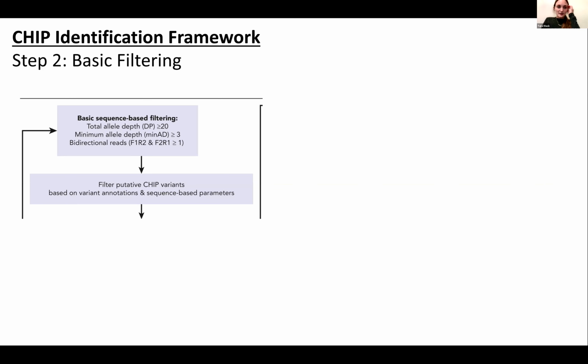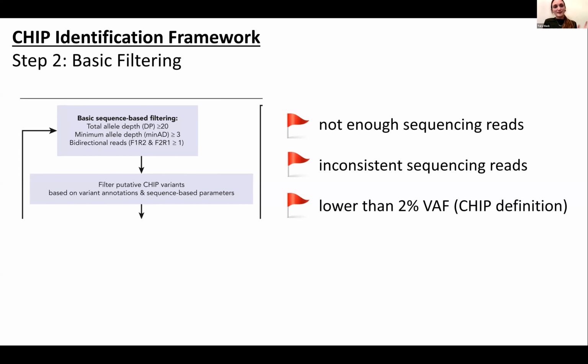And so I'm going to show you some red flags that would make me think this might not be a CHIP variant. If there aren't enough sequencing reads at that site, typically we use a threshold of at least 20 reads in general at that site. So if it's not adequately sequenced, we tend to not use that site.